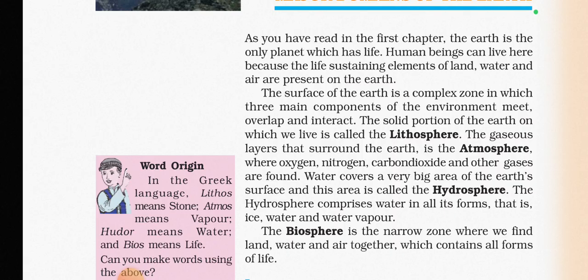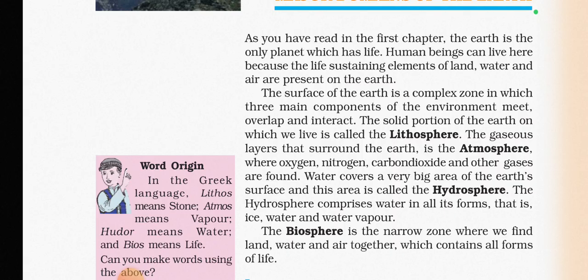Biosphere is the narrow zone where we find land, water and air. Thereby you get to know that land is part of the lithosphere, water is part of the hydrosphere, and air is part of the atmosphere. So thereby we have this layer.